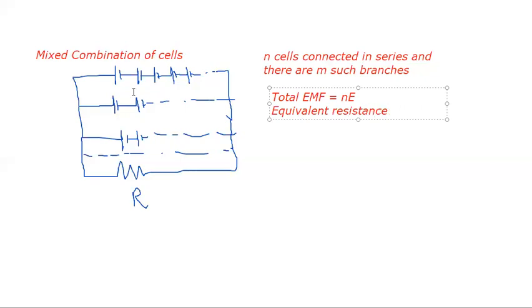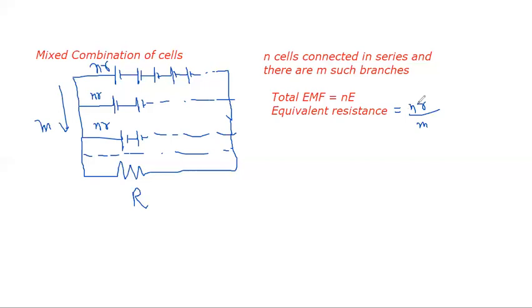Equivalent resistance: n number of cells are in series, so the resistance of each branch is n into r, since they are in series, r plus r plus r up to n. This is again nr, this is again nr. So there are m number of nr branches connected in parallel. The equivalent resistance will be 1 by nr plus 1 by nr plus 1 by nr up to m, so it will be nr by m.